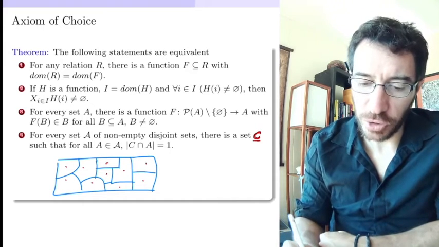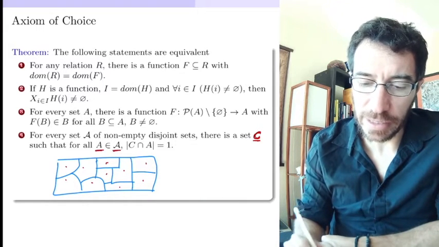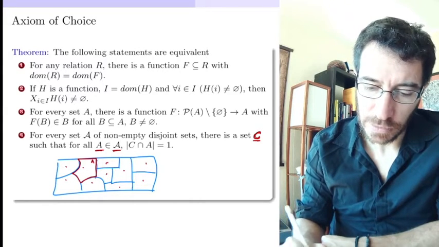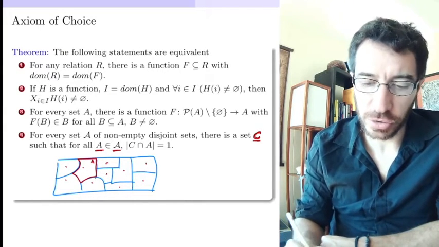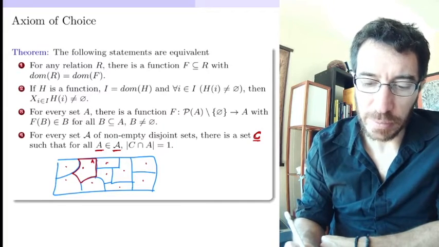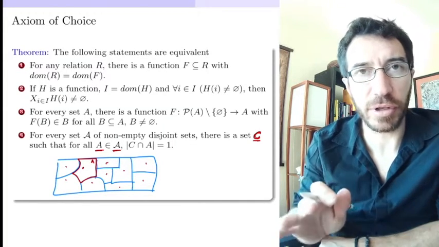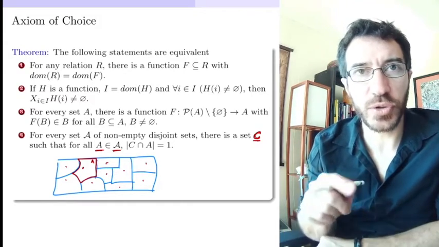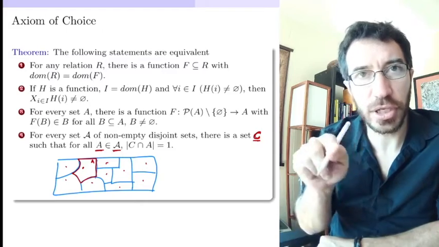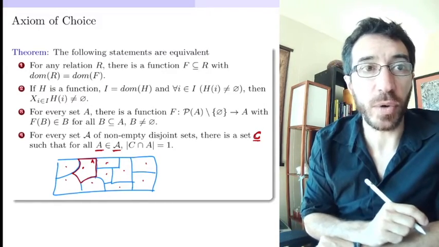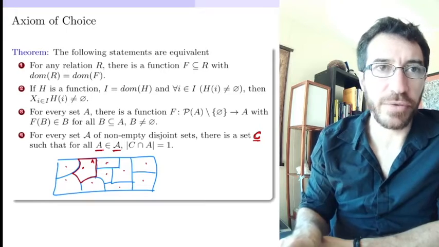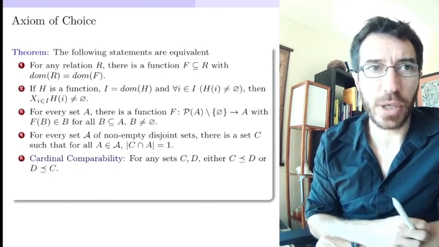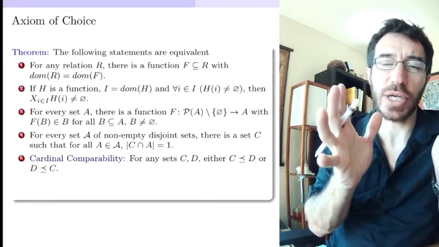Okay, so for each element A of the collection capital A, let's say this one is A, C consists of all the little dots, all the red dots. This is the only one that belongs to both little a and C, right? So for each one you choose, it intersects each of the elements of the partition only once. That's for number 4.